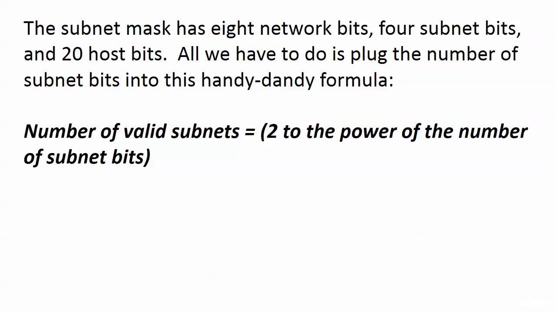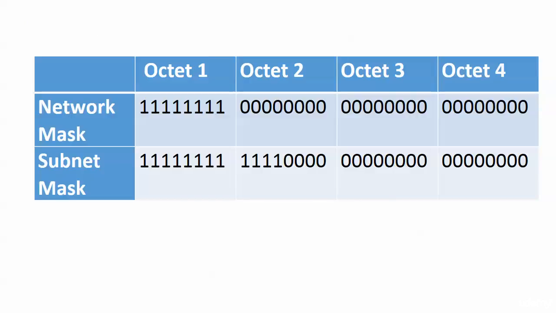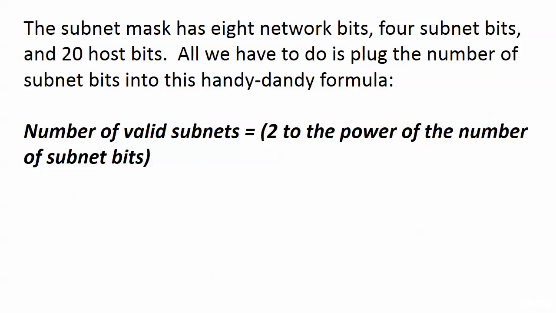So what, you ask? Well, here's why we care. Because we have to plug the number of subnet bits into this handy-dandy formula. And I hesitate to even call it a formula because that makes it sound complicated. It's not complicated at all. The number of valid subnets equals 2 to the power of the number of subnet bits. So how many subnet bits did we have? We have 4. 2 to the 4th power is the number of valid subnets.